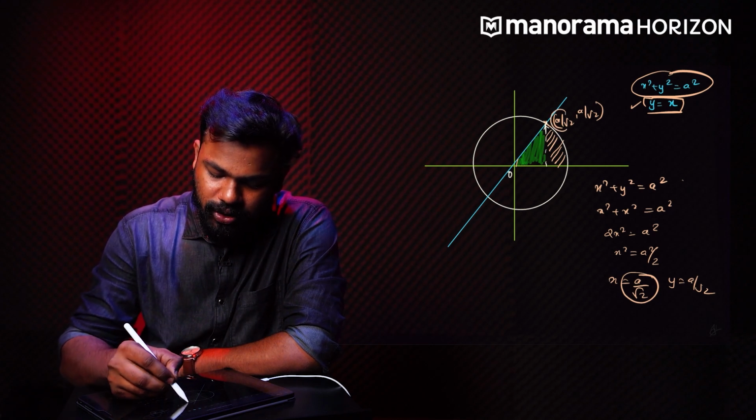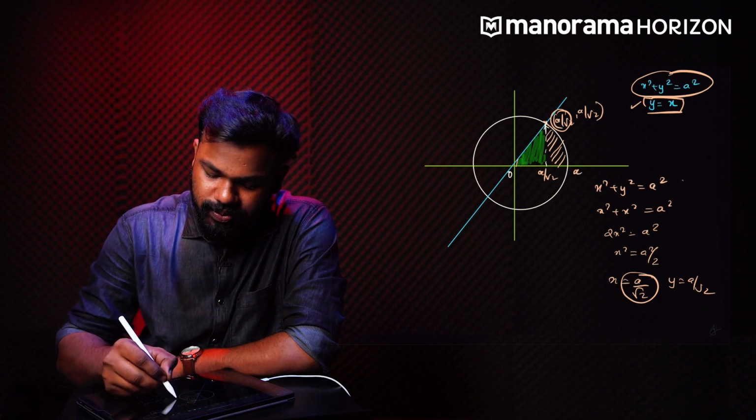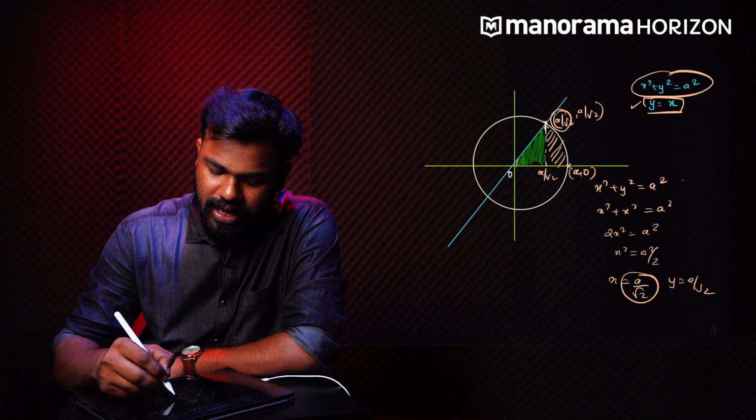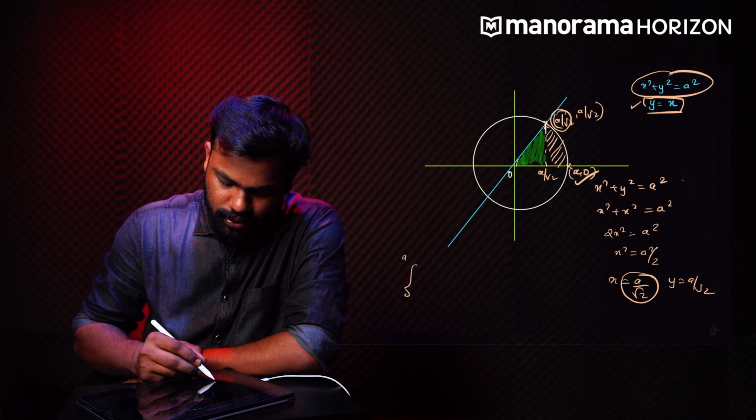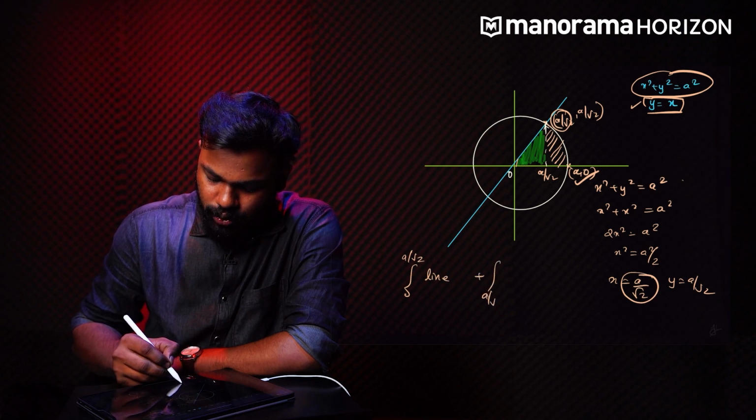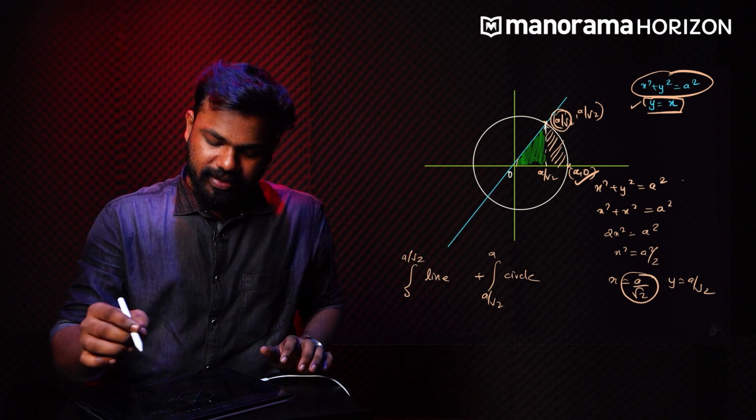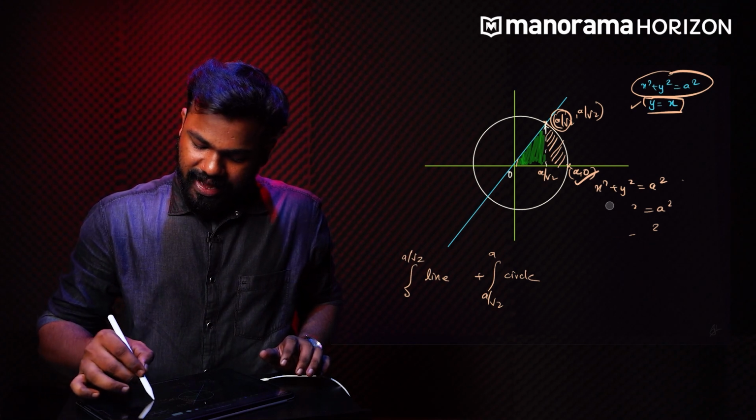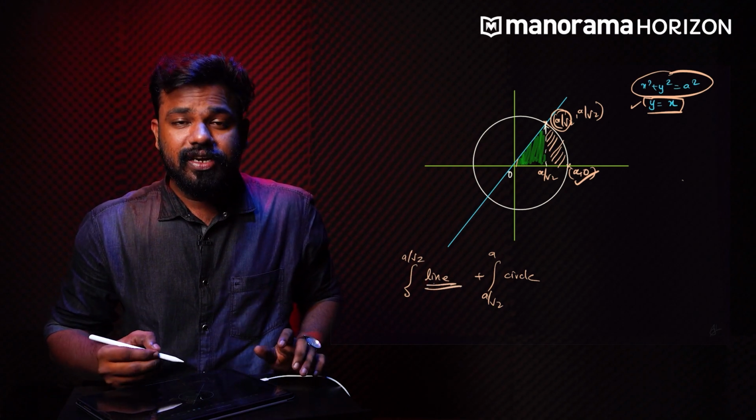From 0 to this meeting point, that is a by root 2, it is a line. And from a by root 2 to this point, it is a comma 0, because the equation of the circle is x square plus y square is equal to a square. So this end point here is a comma 0, right? So from 0 to a by root 2, it is enclosed as the line, plus from a by root 2 to a, it is the circle, right? Yes. Now what will be the final calculation that we have to use here to find out the complete area? So what is the equation of the line? It is y is equal to x.